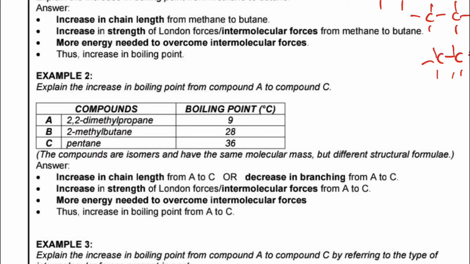So the difference in these structures, if you look at them, all of them have the same homologous series. So what makes them differ is the branching. Let me draw you compound A. Here's compound A. Do you see? It's like that. It's 2,2-dimethyl propane. And compound B, it's like that.